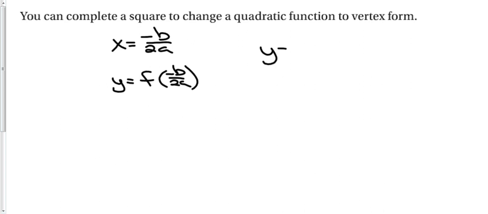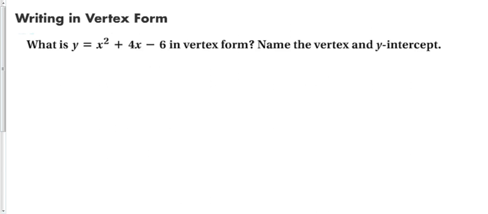Remember, vertex form looks like y equals x minus h squared plus k. And when the equation is in vertex form, I can just look at it and tell what the vertex is. The vertex is h, k. Okay? So, just looking at this, I can't really tell what the vertex is because it's not in vertex form. Okay, so let's try to put it in vertex form. Let's do it by completing the square.